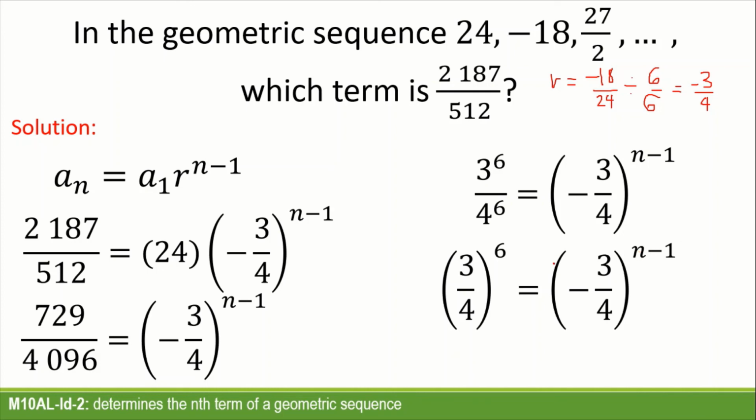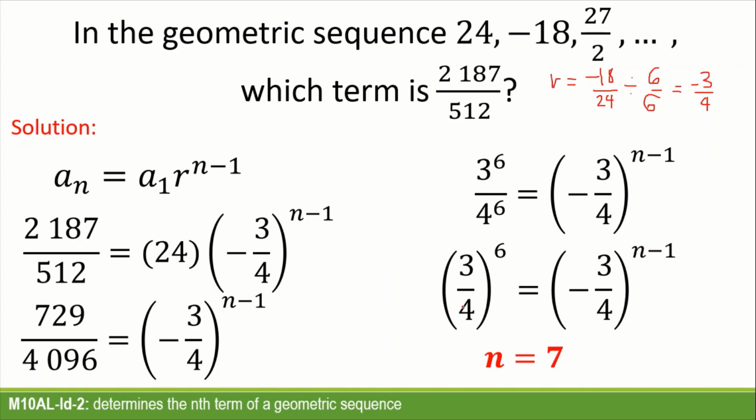So, ano kaya ang value ng n that will yield the same answer dito sa left side? So, since ito ay 6 na, so, para maging 6 din itong n minus 1, so, ang n natin ay magiging 7. So, 7 minus 1 is 6.